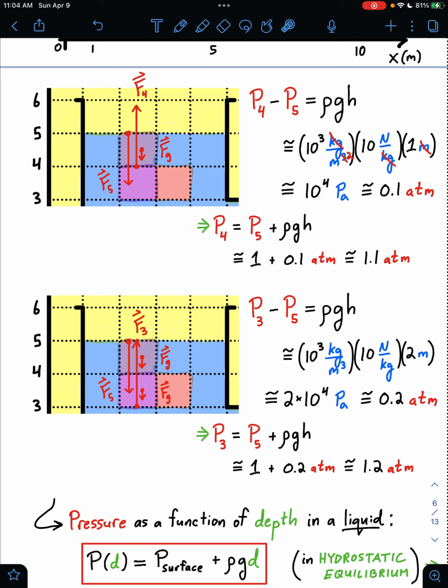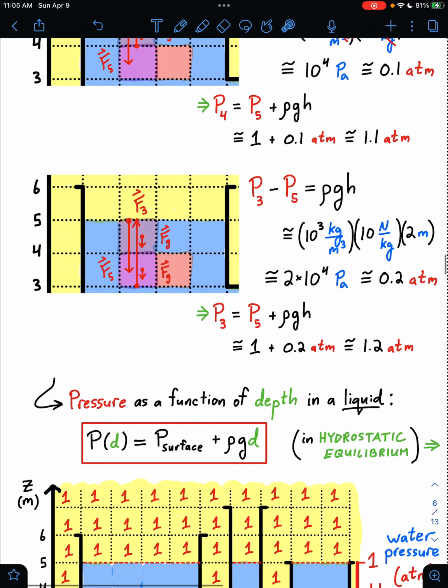That'll come out to be 2 times 10 to the 4th pascals, or 0.2 atmospheres. So the pressure difference between these two locations is 0.2 of an atmosphere. Therefore, the pressure at level 3 here is equal to the pressure there, 1 atmosphere, plus an extra 0.2, so 1.2 atmospheres. And now we see the pattern, with the pressure increasing by 0.1 atmospheres for each meter of depth we go into the water.